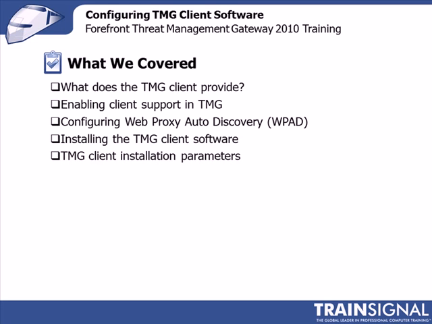So what have we accomplished? First of all, you learned about what the Threat Management Gateway client can provide, although you really haven't gotten to see a lot of value yet, but you will see more value for the client later on in this course. You learned about enabling client support in Threat Management Gateway and got to see some parameters that you can set to make things a little easier. And although we're not using it quite yet, the web proxy portion of this, we learned how to configure web proxy auto discovery because that really is a very client-focused activity.